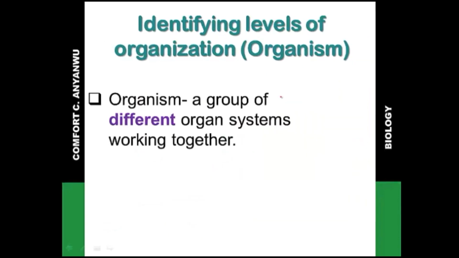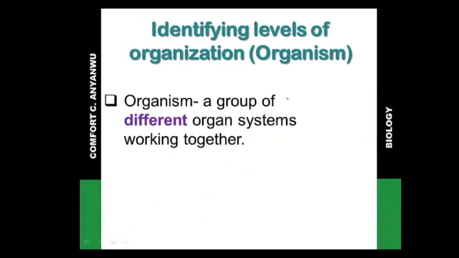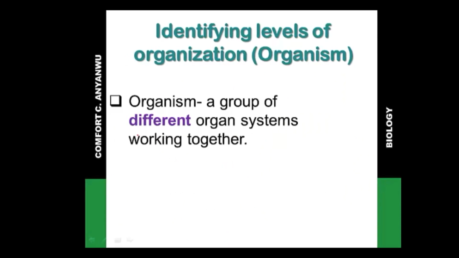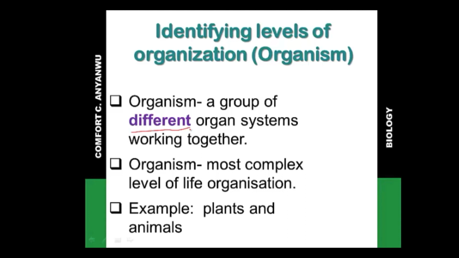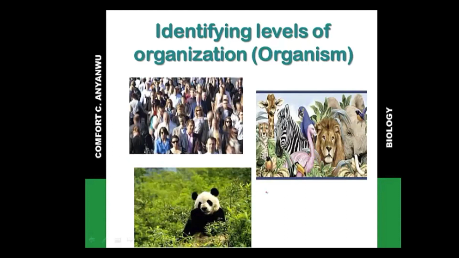And finally, when we now have all these different organ systems working together, that makes an organism. This is the most complex level of life organization. And this is where plants and animals come in. Looking at these organisms in these pictures, every single one of them has so many organ systems working together to keep them alive.